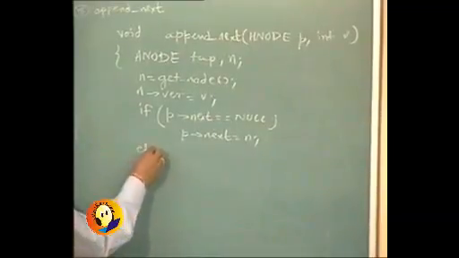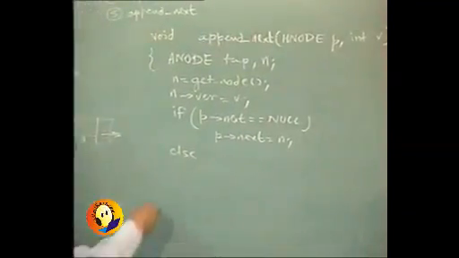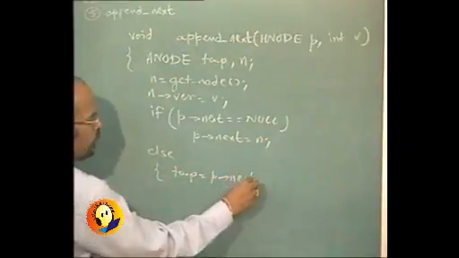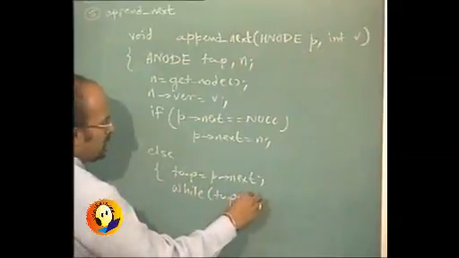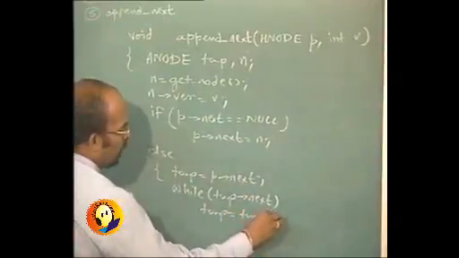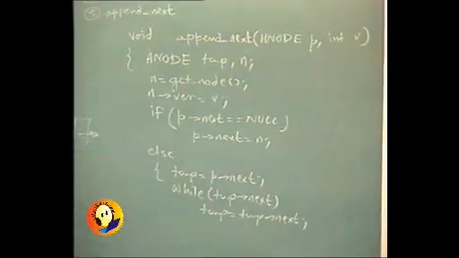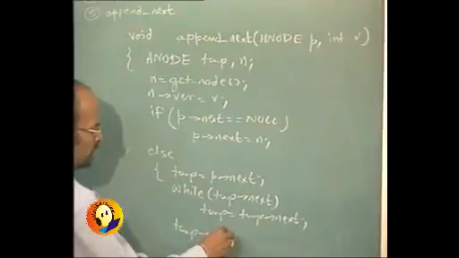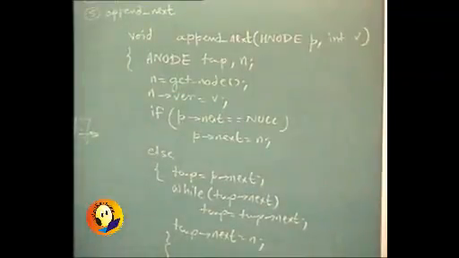Else, if the list is already there, then I will have to reach the last node. So I will start with saying temp equal to P arrow next, because P arrow next exists, and while temp arrow next is not equal to null, temp equal to temp arrow next. So you will be at the node whose next is null, that is the last node, and you will have to attach the node after it. Temp arrow next is equal to n. That would be the append next function.